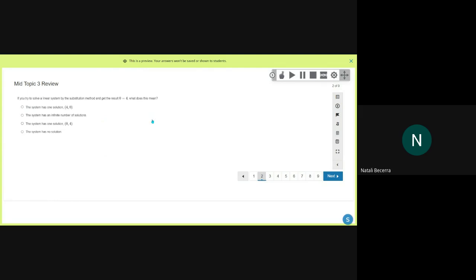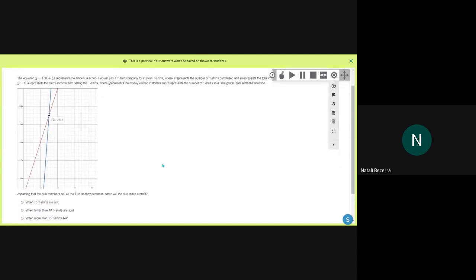Okay. I don't know how else I could explain it. So 0 equals 4 is not a true statement. Since it's not true, it's going to be no solution, basically. All right.